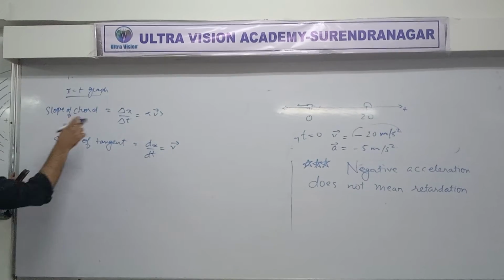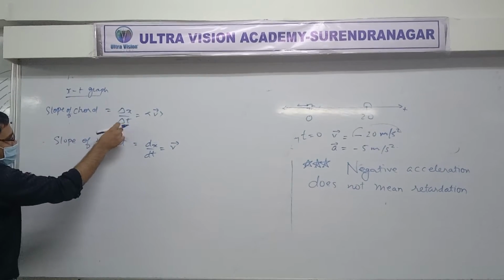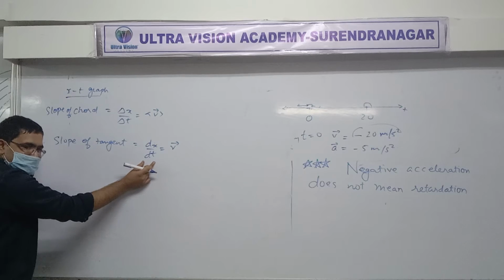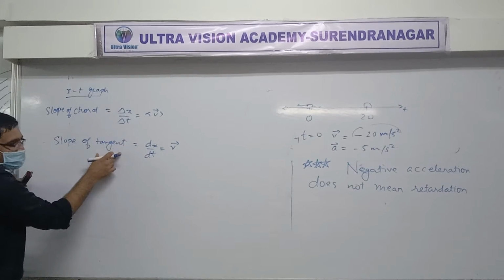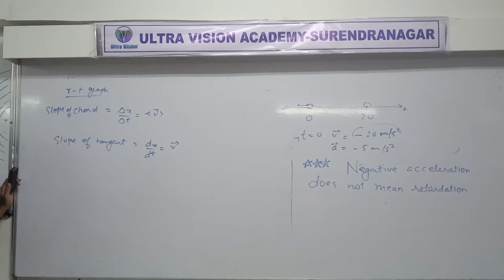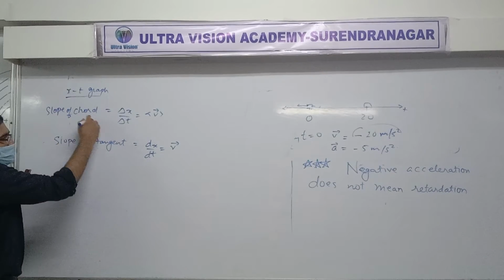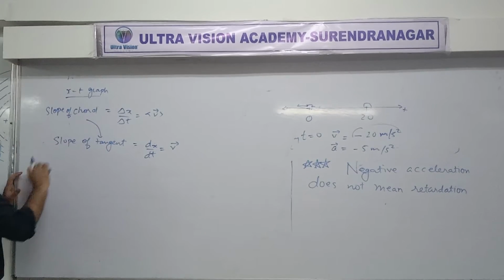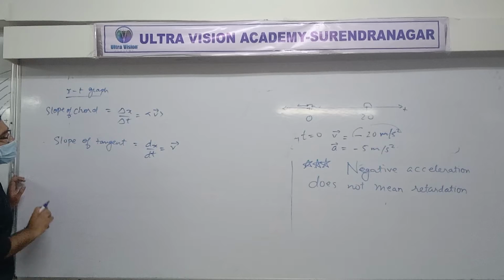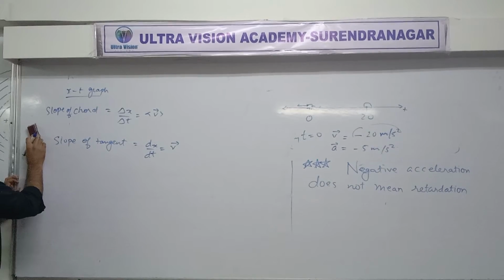Actually it's a chord, but if you shrink the time interval, it will become infinitesimal, and in that case the chord will not touch at two points; it will touch at only one point. So the chord will become a tangent. And that's why it's like that. Fine. I'm erasing this now.